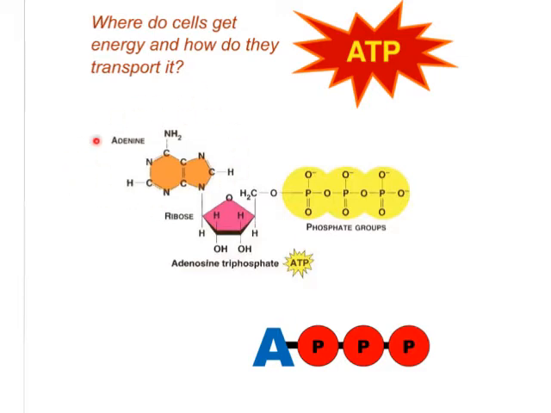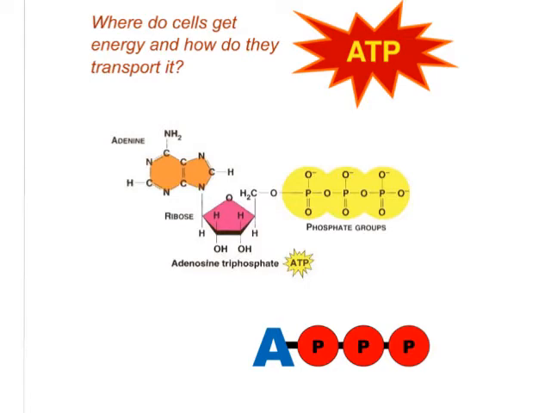It has a segment attached to it called adenine. It has a ribose molecule, and it has 3 phosphate groups. Here's 1, 2, and 3 phosphate groups that are attached to the end. So since this is pretty complicated, these are all the different atoms involved in creating this compound.